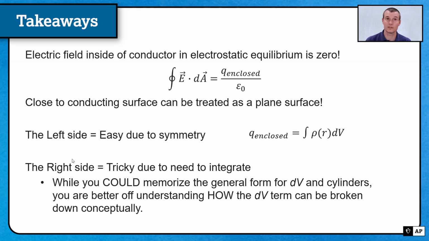Don't forget the left side of Gauss's law is the easy side due to symmetry. And if you're dealing with a Gaussian cylinder, it's always going to be that 2 pi r L term that pops up there.